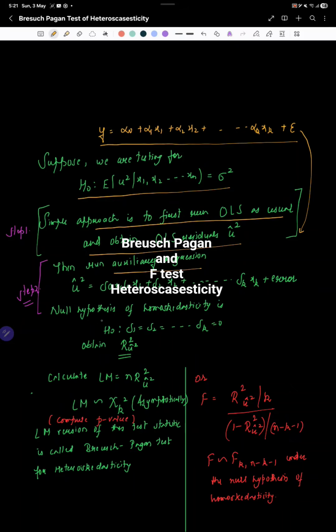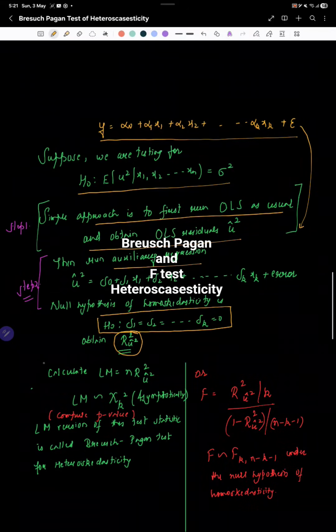Then under the null hypothesis of homoscedasticity, we say that all these delta 1, delta 2, so on up to delta k are statistically equal to 0. And under the alternate hypothesis, we say there is evidence of heteroscedasticity. From this regression, obtain the R squared of u hat square. I have noted it down like this.